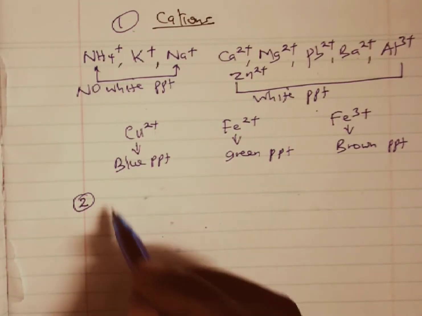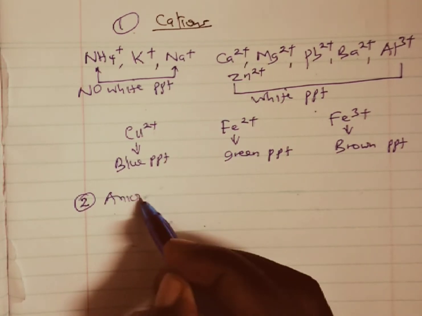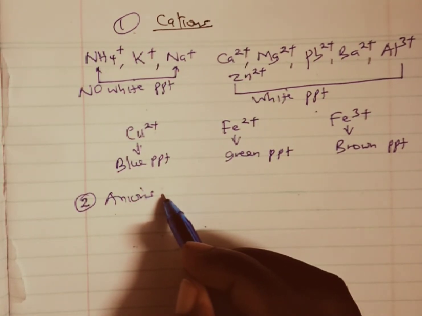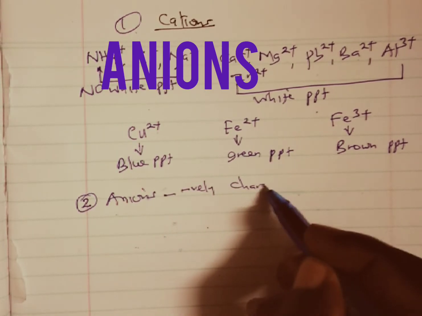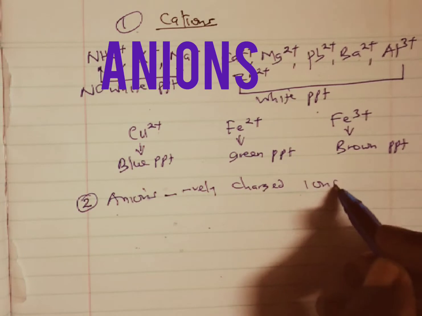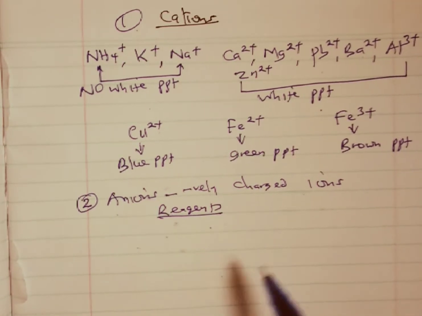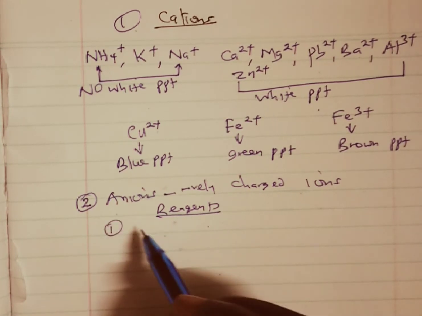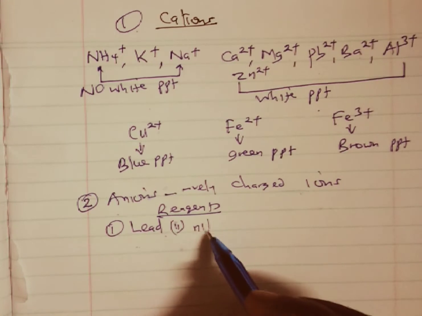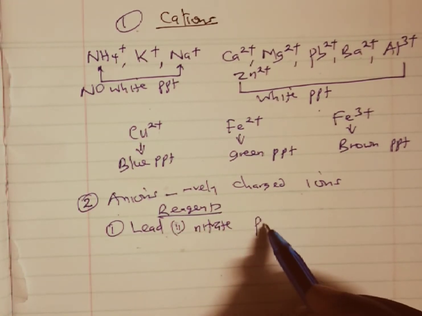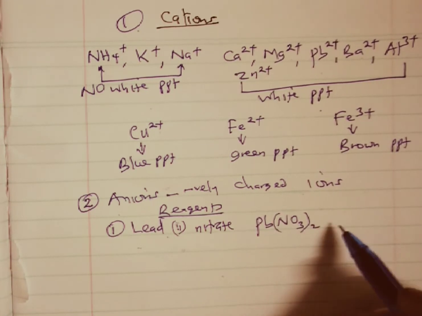Number 2, anions. As mentioned earlier, anions are negatively charged ions. The reagents that we are going to use when testing for the presence of anions: 1. We have lead 2 nitrate solution.